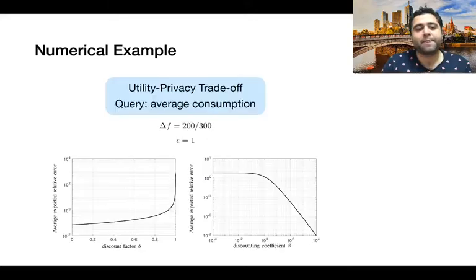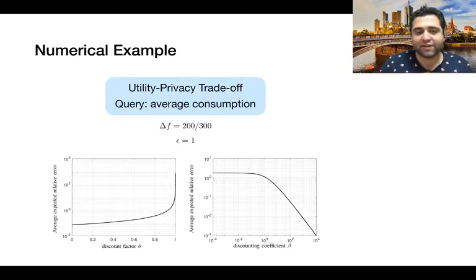Now, let's look at a very simple case where we are trying to report the average consumption across these 300 households. And we can easily find the sensitivity of the function, because the function is linear and it's an averaging function, and we can set the privacy budget to 1, because everything would get scaled by epsilon anyhow.